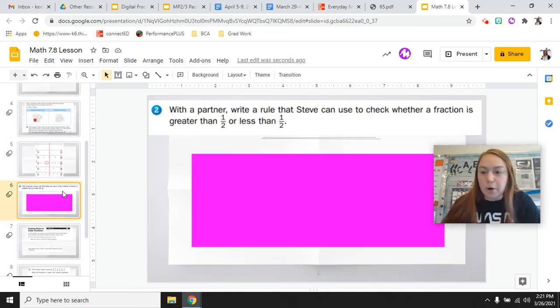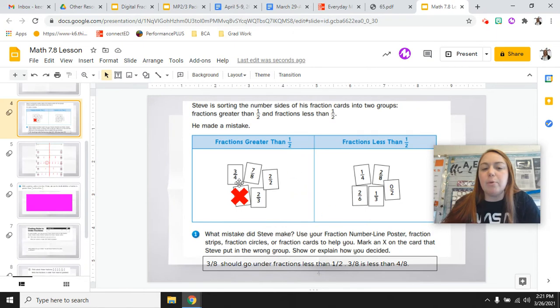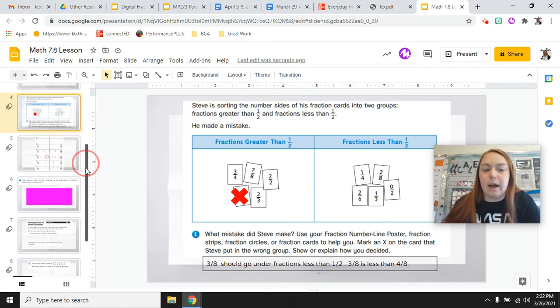Now, if you look at the bottom part of the workbook page, it says, with a partner, write a rule that Steve can use to check whether a fraction is greater than 1/2 or less than 1/2. So I want you to take a second to think about this. If you look at all of our examples at the top of the workbook page, how can we say just by looking at a fraction if it's greater than 1/2 or less than 1/2?